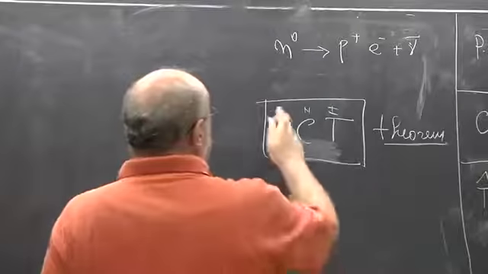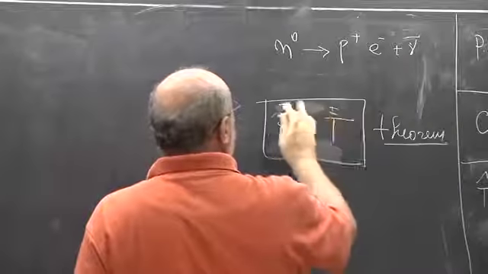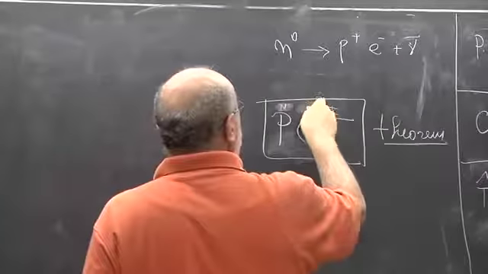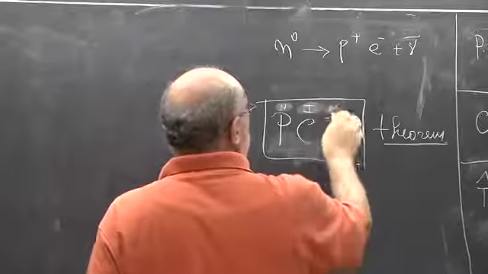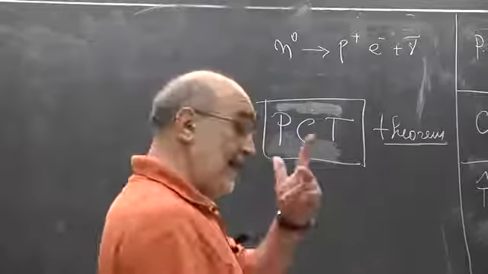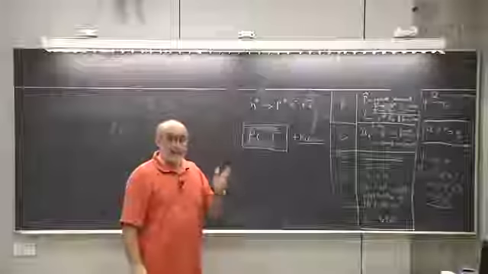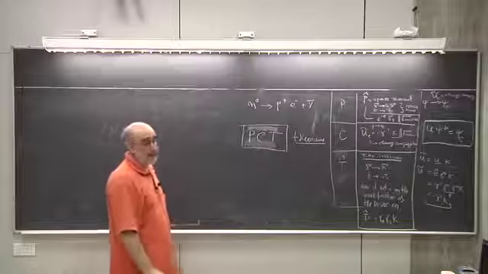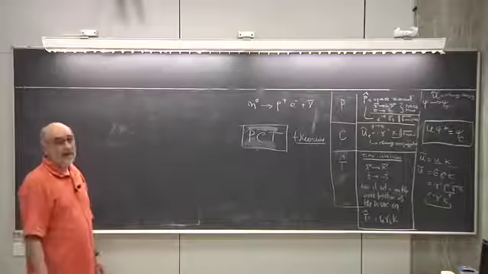You understand? Or otherwise it can be invariant, invariant, and invariant. Or it can be non-invariant, non-invariant, and invariant, or this and that. Then all together is invariant. So the product of the three, PCT, is always an invariance, and it was proven in the 50s by Zumino and by Lüders and a few others. This is an important theorem that you will see in field theory.